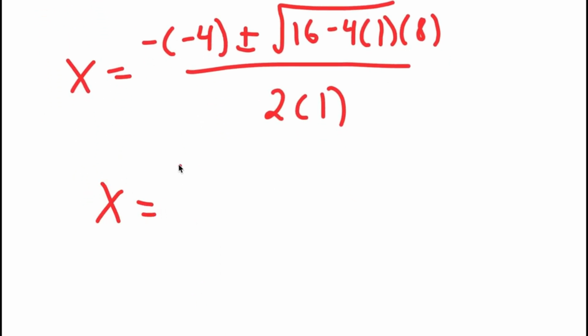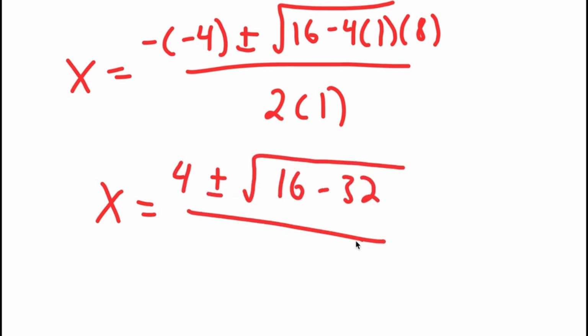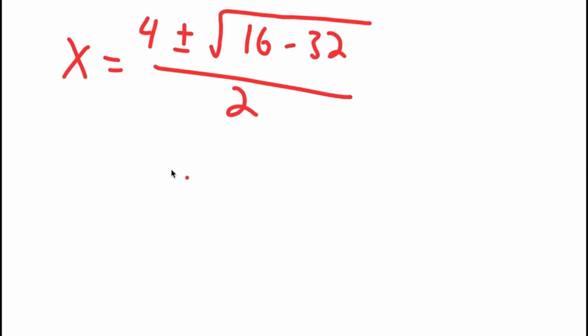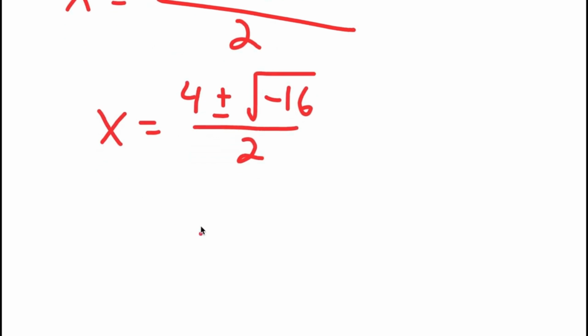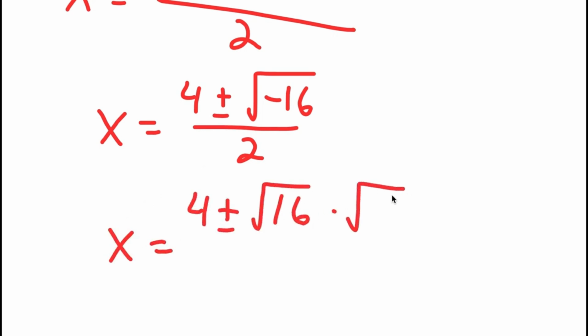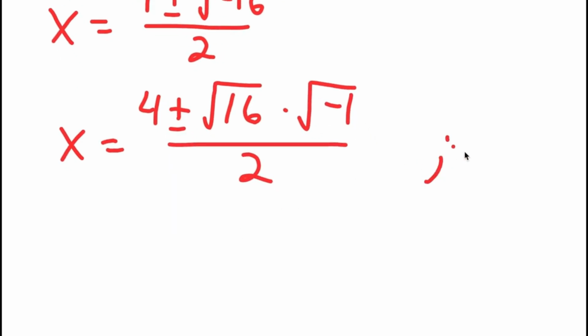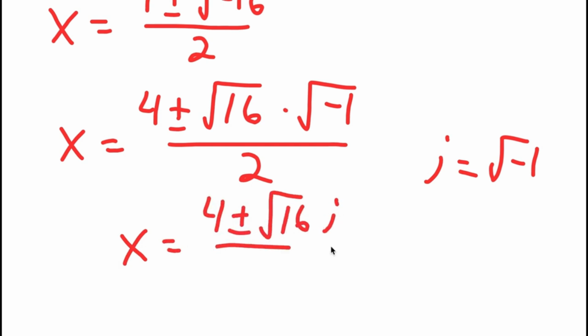And now this is equal to 4 plus or minus the square root of 16 − 32 over 2, which is equal to 4 plus or minus the square root of −16 over 2. And now the square root of −16 is the same thing as the square root of 16 times the square root of −1, and now I have this over 2. And if you guys didn't already know, the imaginary number i is equal to the square root of −1. So now I have x is equal to 4 plus or minus the square root of 16 times i over 2.